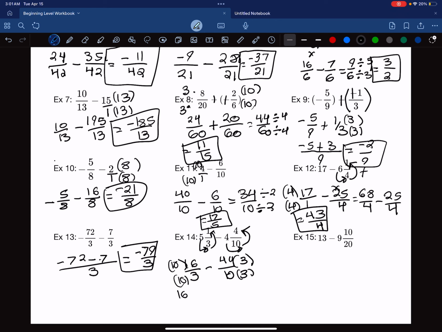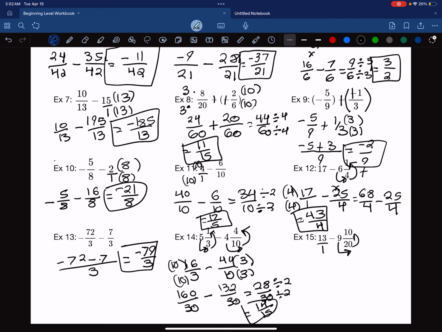16 times 10 is 160. And then we get 30. 44 times 3 is 132 over 30. And then we get 28. Oh, that's messy. 28 over 30. And we can divide both these numbers by 2 to reduce the fraction. And that'll get you 14/15.